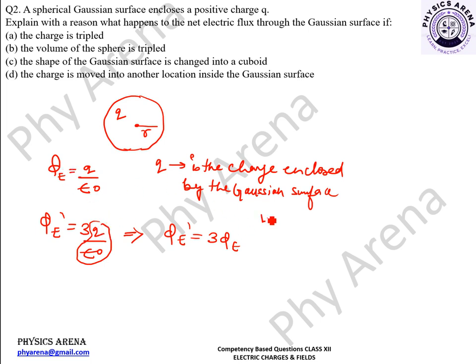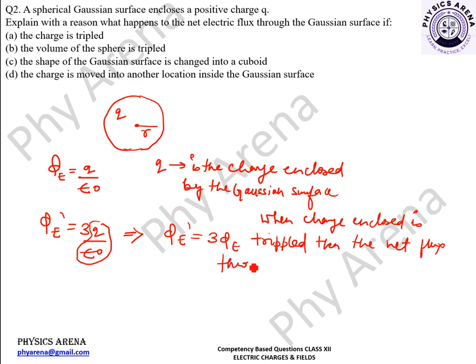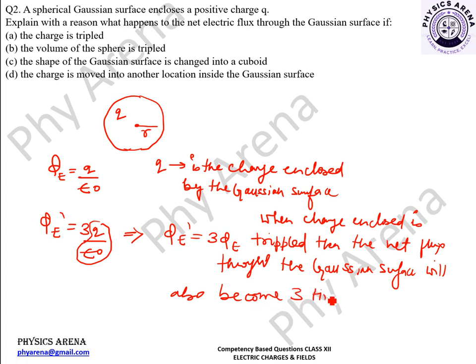So when the charge enclosed is tripled, then the net flux through the Gaussian surface will also become 3 times, as phi E is directly proportional to Q. So that's the answer for part A.